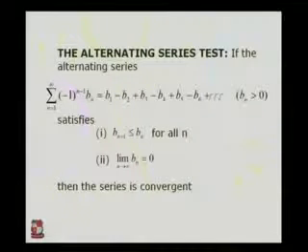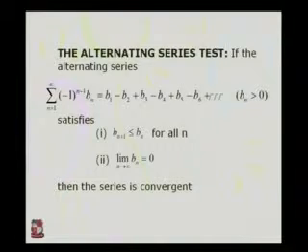If this alternate series satisfies the two conditions, then the series is convergent. The first condition is Bn plus 1 is less than or equal to Bn for all n. That means the series is continuously decreasing. Okay, so Bn plus 1 less than or equal to Bn for all n. And the second condition is limit n tends to infinity, Bn is equal to 0. Then the series is convergent.